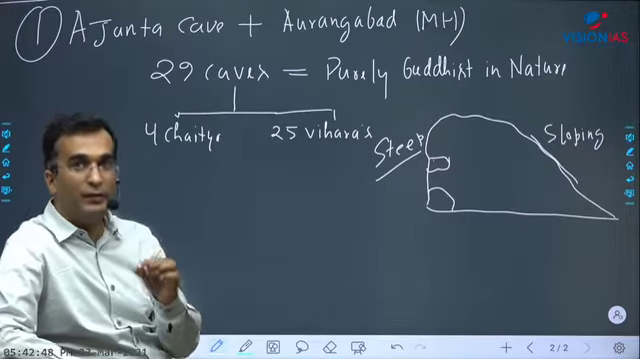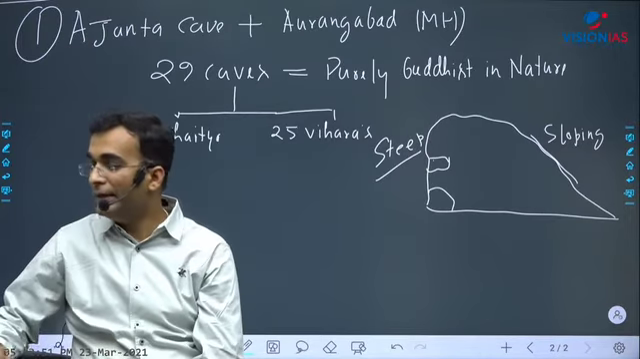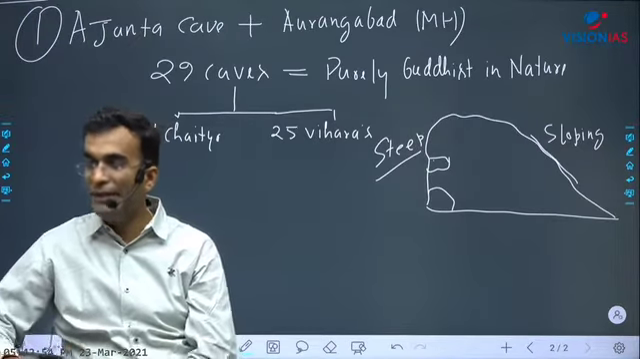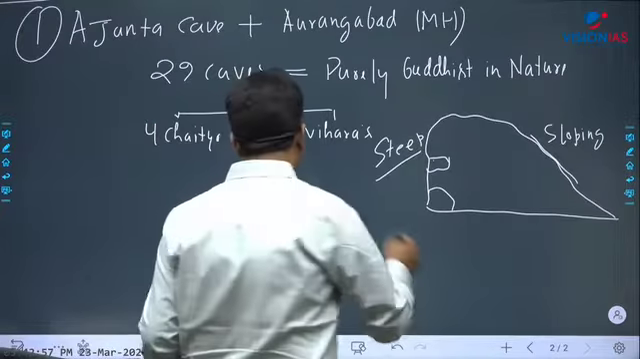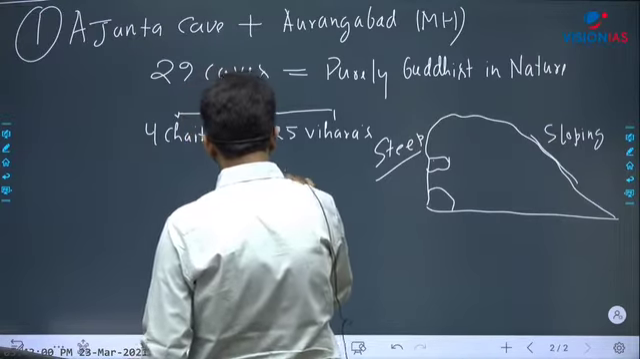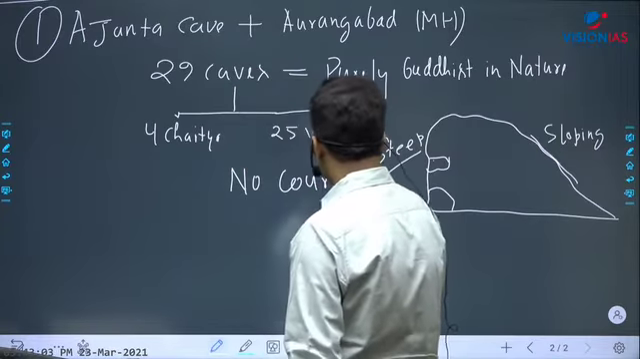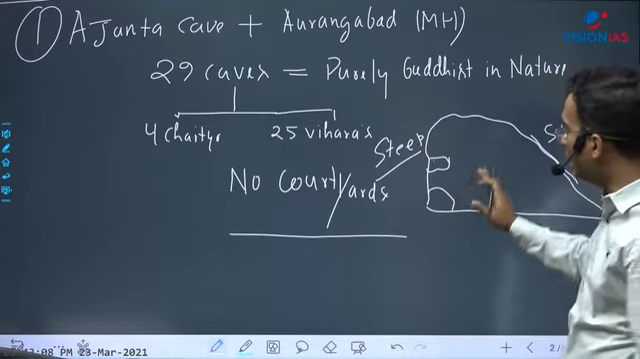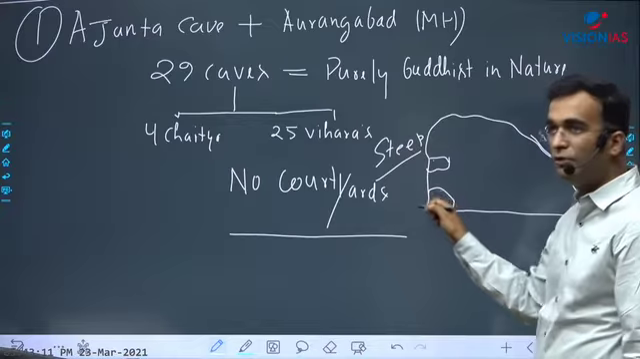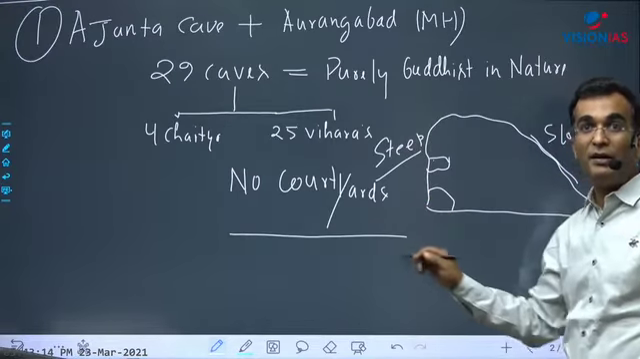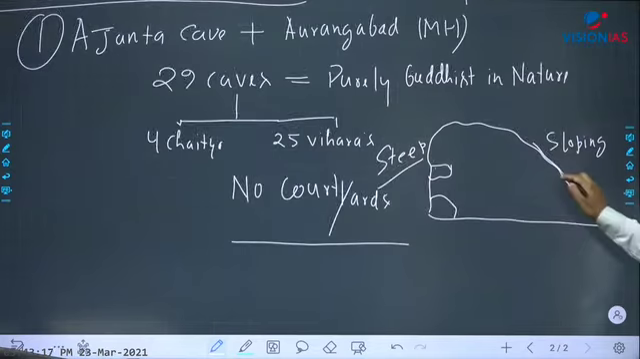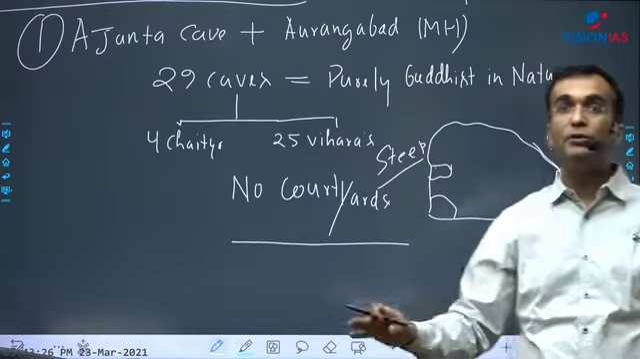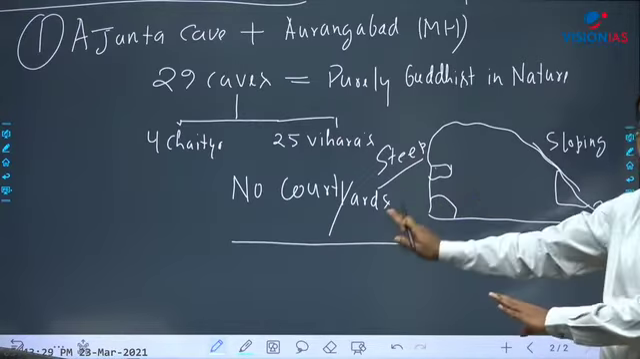Then after that you write, being created on the steep side, there were no courtyards in Ajanta. See, it is a very simple logic: when you are creating on the steep side, you cannot create the courtyard. But when the cave is created on the sloping side, there would be scope for the creation of the courtyard. So Ellora, which was created on the sloping side, there you will find the courtyards, but courtyards are not there in the Ajanta because it was created on the steep side.